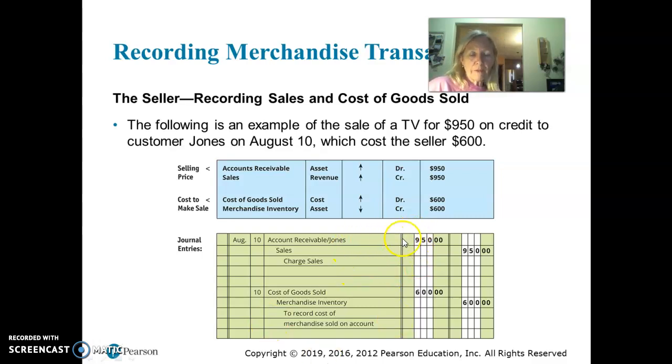So accounts receivable for Mr. Jones, he owes you $950, and your sales revenue is going to go up by $950. Cost of goods sold, that's like an expense. That TV cost you $600, and now we have to decrease our merchandise because we no longer have that TV. So our merchandise inventory is going to decrease. So there are two transactions when we sell one item. Good thing we have computers, they keep track of it really fast. But that's the idea. This goes to the customer, and this goes to the inventory, and your gross profit is revenue minus cost of goods sold.